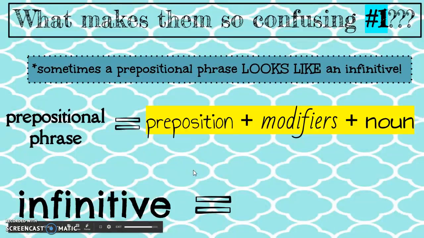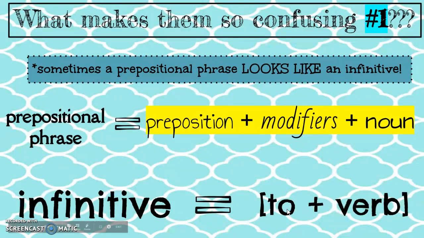Well, an infinitive starts with what looks like a preposition. To is on our second list of prepositions to memorize, and it has a verb after it. To run, to play. So because it has a verb, it can't be a prepositional phrase. It's now become an infinitive.